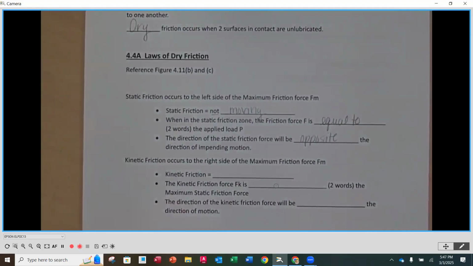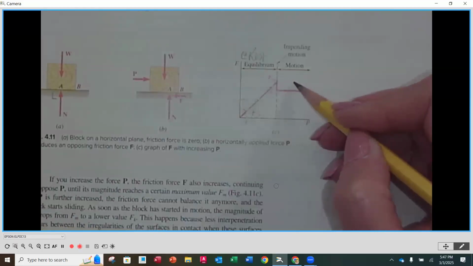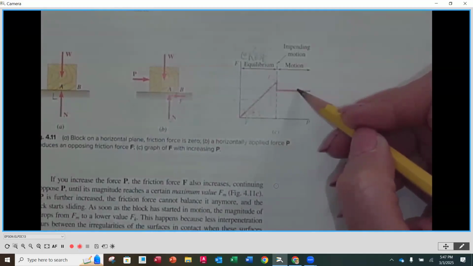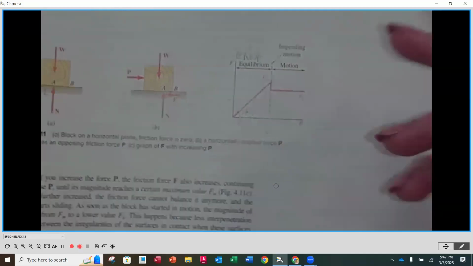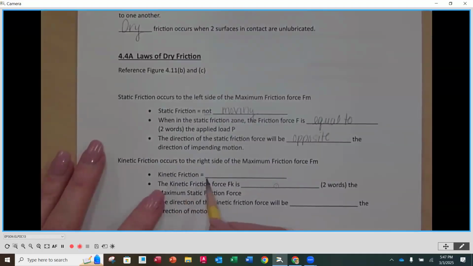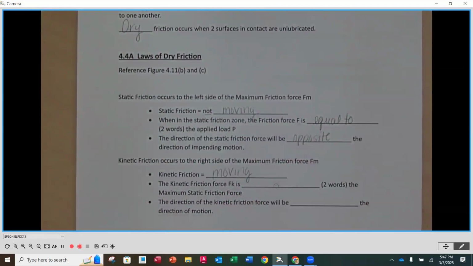It's opposing motion. Now, kinetic friction occurs on the right-hand side of that maximum friction force graph. So as we said, if we get over that maximum friction force and we're over on the right-hand side here with our push force, now we are moving, okay? And our friction force is going to be dependent on the coefficient of kinetic friction. So kinetic friction means we are moving. There is friction there, but we are in a moving state, a dynamic state, if you would.